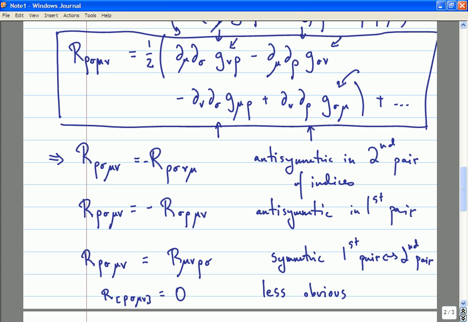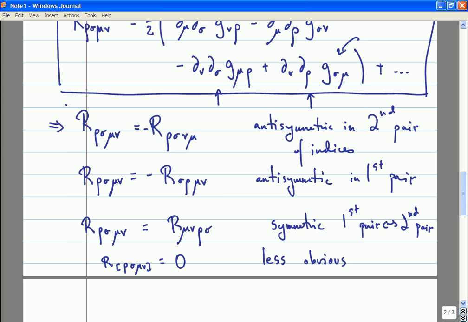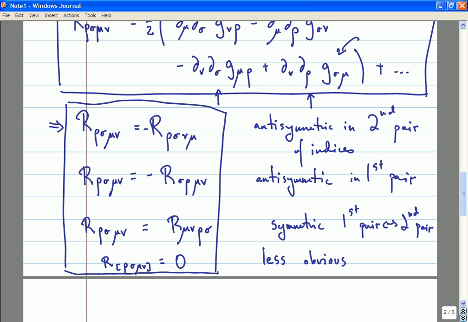So I won't bother going through that here. It's perfectly straightforward to prove. In fact, I might assign you to do it on a problem set. I don't actually remember. That'll be exciting. So these, then, are all of the various symmetries of the Riemann tensor under the permutation of indices.